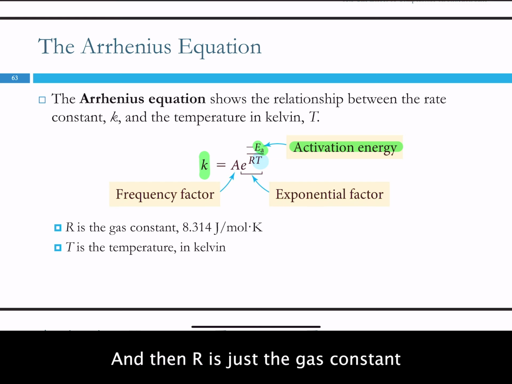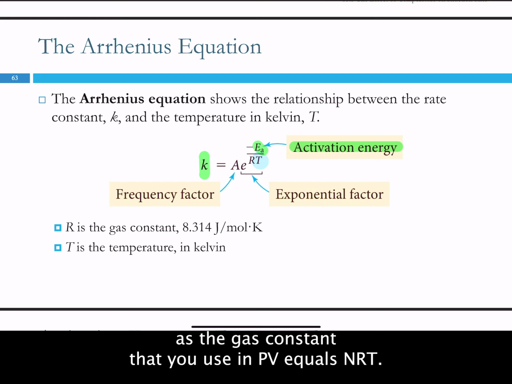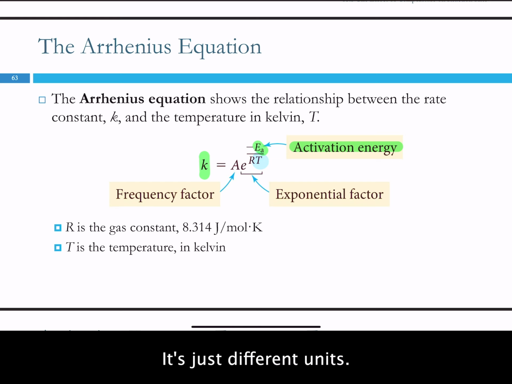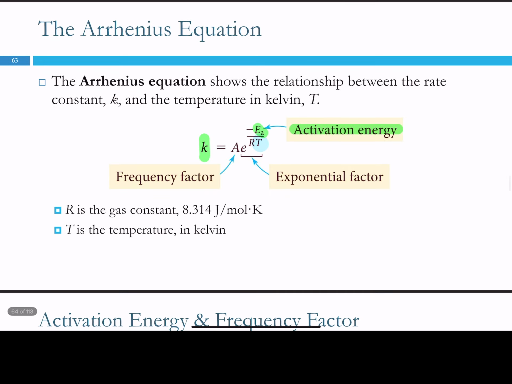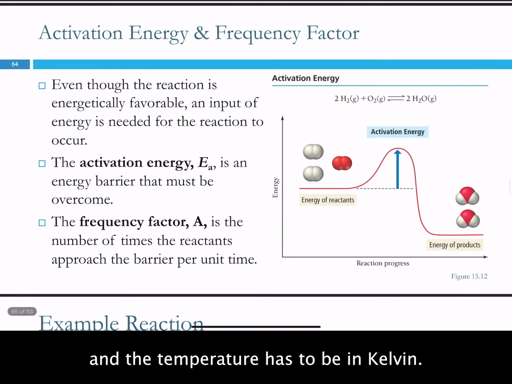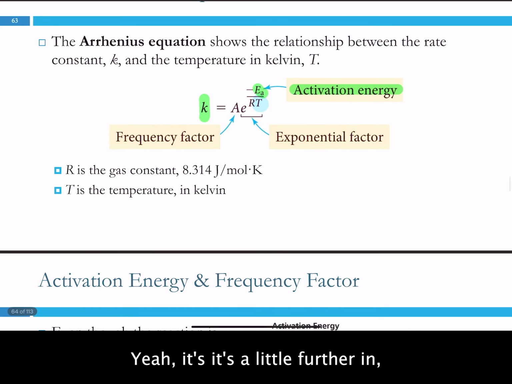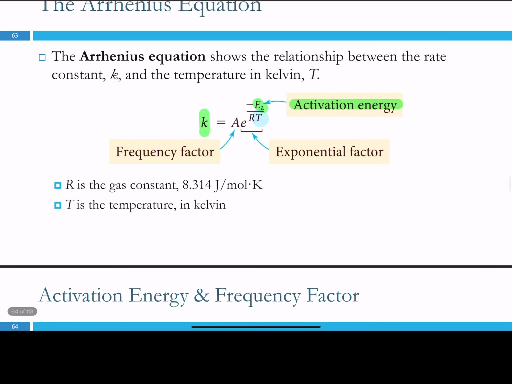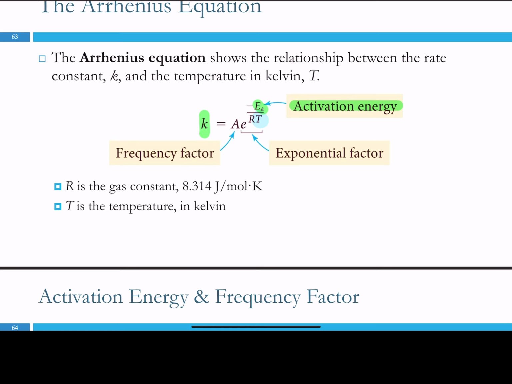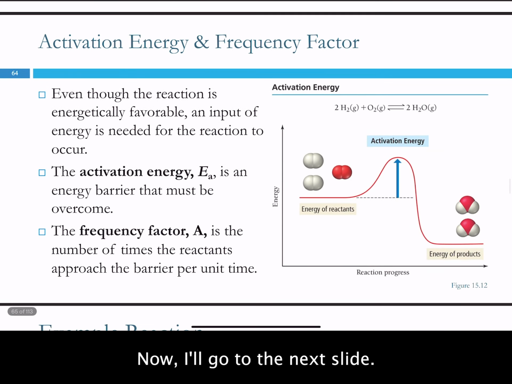And then R is just the gas constant, which is the same as the gas constant that you use in PV equals nRT. It's just different units. In these units, it's 8.314 joules per mole Kelvin. And the temperature has to be in Kelvin. I guess that's a little farther in. Now we'll go to the next slide.